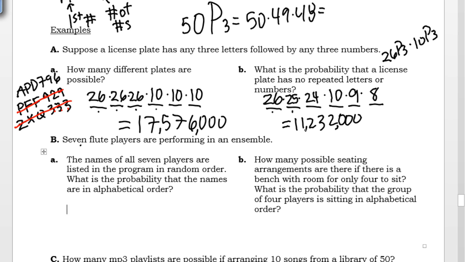17.5 million possible license plates, I've eliminated almost 6,000 because now I only have 11 million, wow, millions, and we have 11 million possible license plates. So this question doesn't say how many are there, it says what's the probability. So the probability then would be that same number, 11,232,000, out of the original 17,576,000.